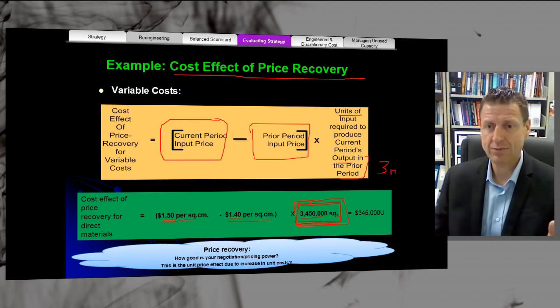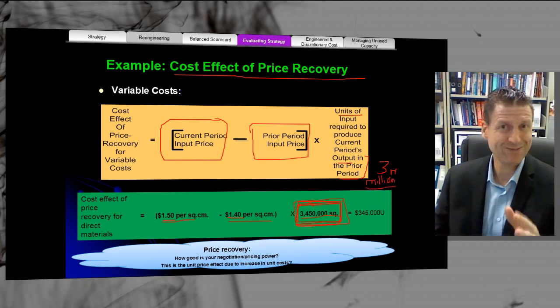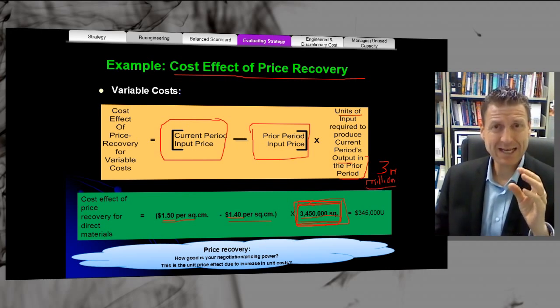3 million. Can we write million? Oh, I need to write it here because we're off the screen. So we've got 3 million. There we go. We've got 3 million here. Right, that's how much direct materials we needed in the prior period.